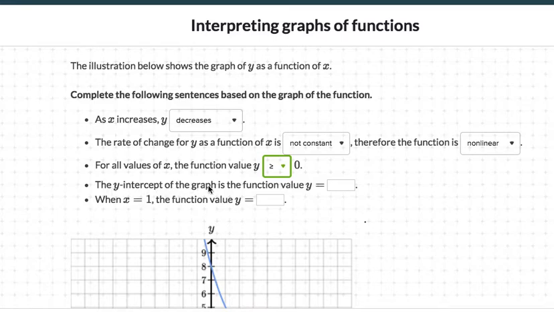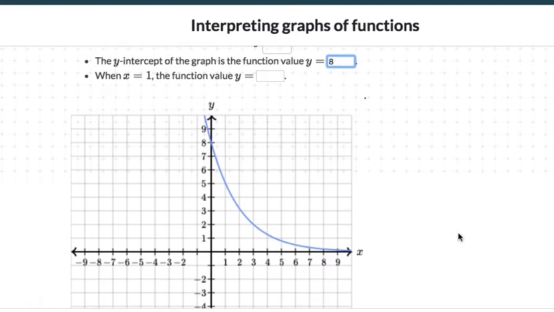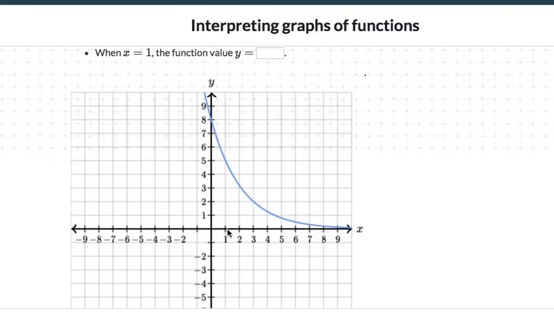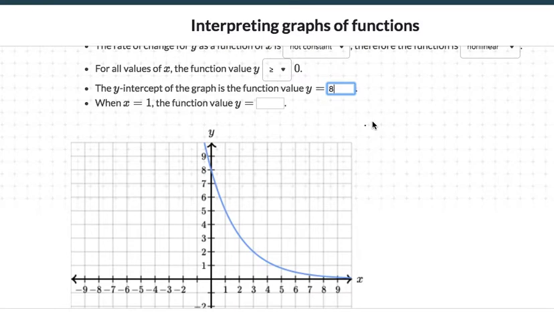The y-intercept of the graph is given. It is, of course, the point where the graph crosses over the y-axis, and you can see it right down here, is the point where y is equal to 8. And when x equals 1, the function value of y equals what? Well, they want us to look at x equals 1, and we want to find this, and it looks like it is at 5, and I'm quite satisfied it is exactly 5, though it's not necessarily 100% clear that that is true, but it looks like it may well be 5, and that's probably what they're looking for.